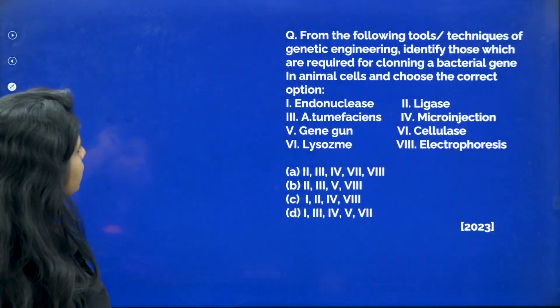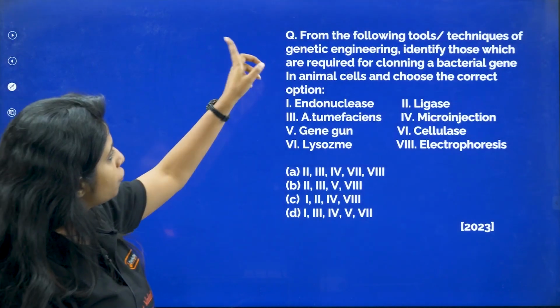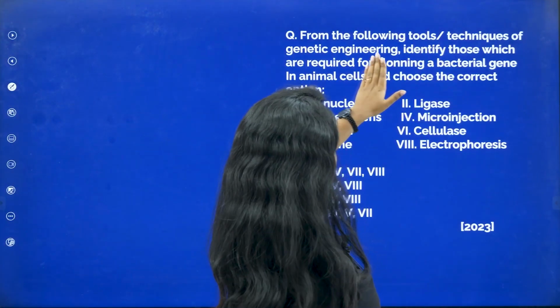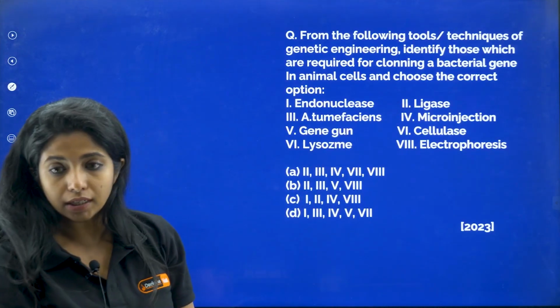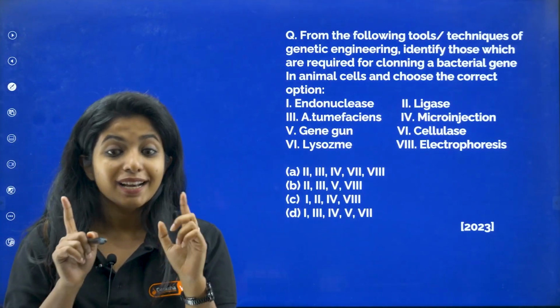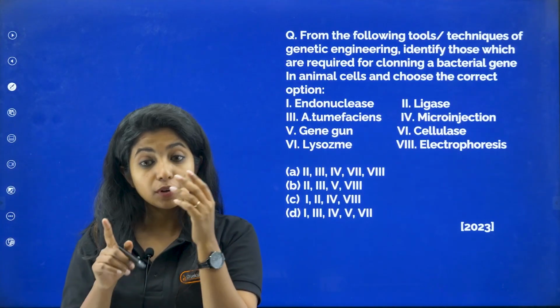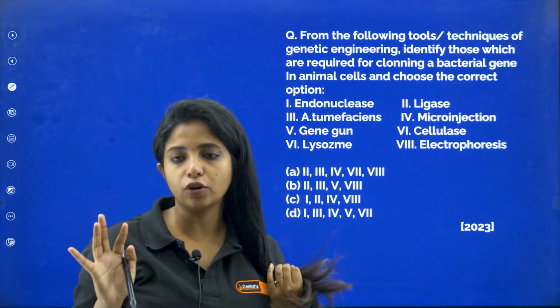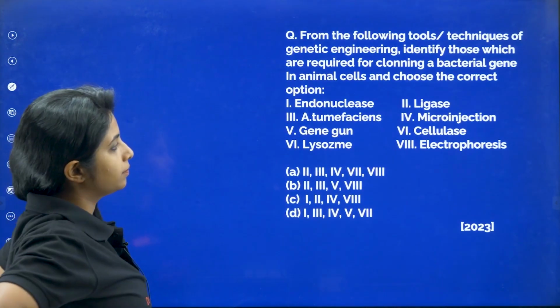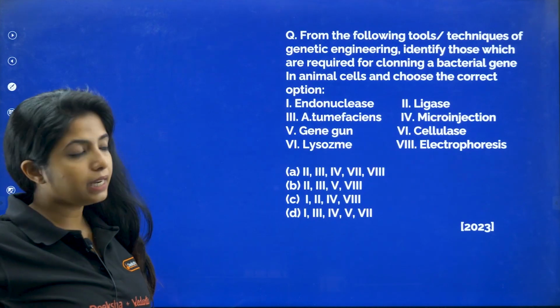I'll show you a question that has come up. From the following tools and techniques of genetic engineering, identify those which are required for cloning a bacterial gene in animal cells. You're putting a bacterial gene in the animal cell. Choose the correct option. So what all do you need over here?